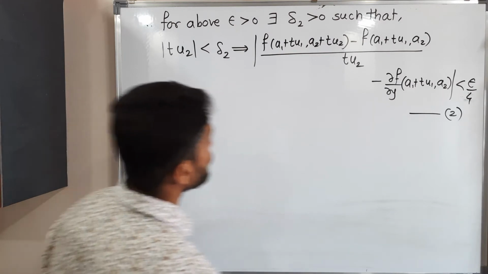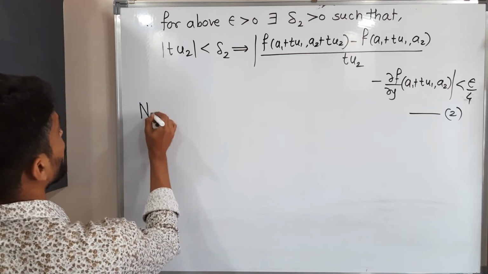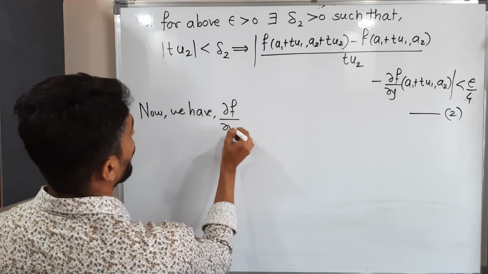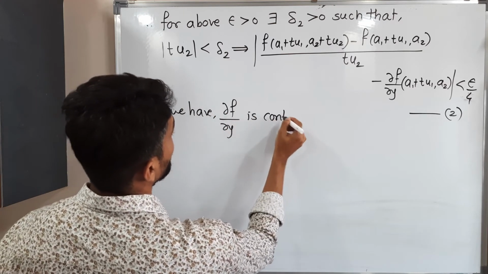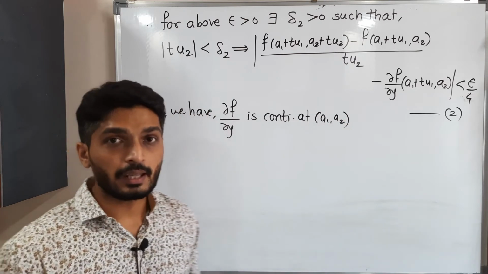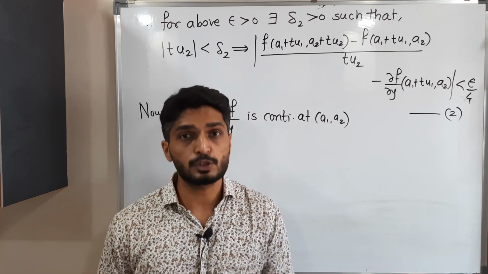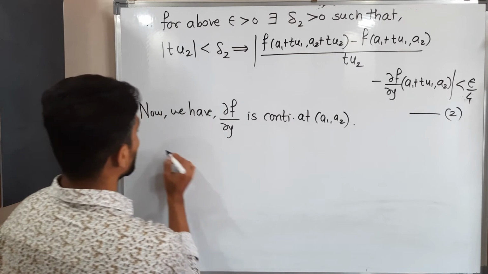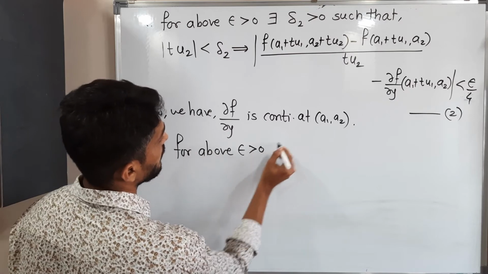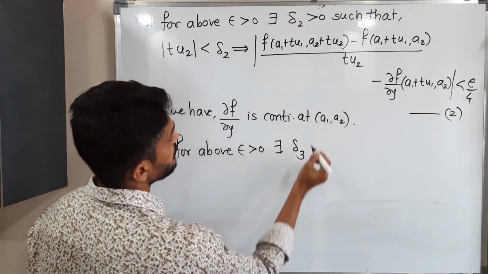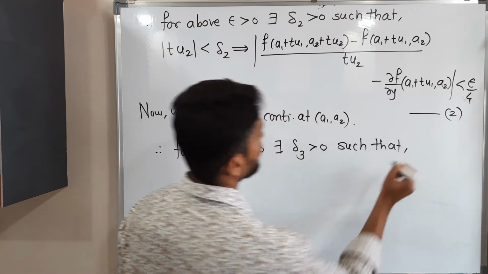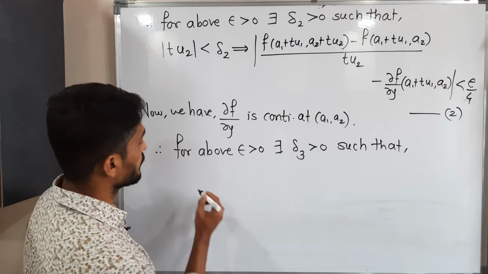Now we have one more piece of information, that del f by del y is continuous at (a1, a2). So it is continuous at a. Therefore, again by the definition of continuity, for the above epsilon greater than 0 there exists delta 3, since delta 2 we have already taken, greater than 0, such that, tell me what will I get by the definition of continuity?